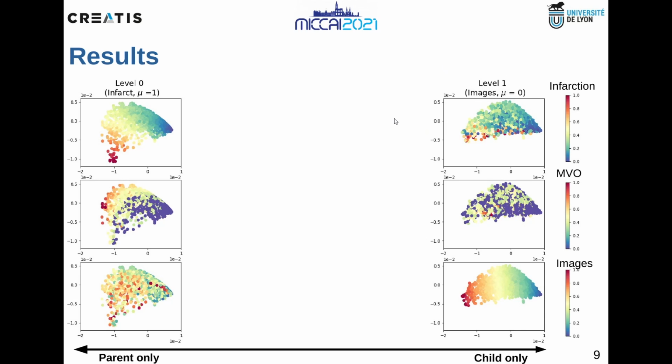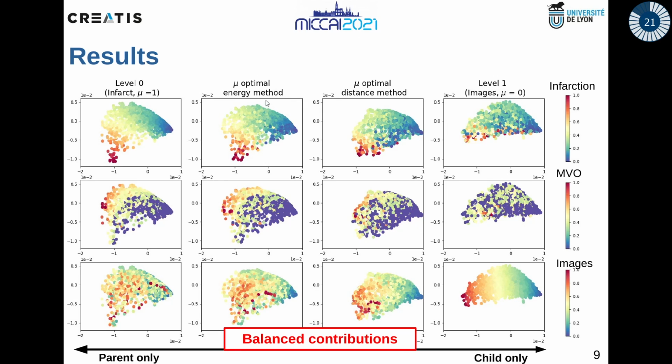We displayed them with 3 different color scales. The first color corresponds to the quantity of infarct in the slices. So in red is a great quantity of infarct, and in blue really small infarct patterns. The second color corresponds to the MVO, and the purple dots are slices without any MVO pattern. And the third color scale is the intensity of the images. So when we display the embedding for both the energy method and the distance method, we obtain balanced contribution between the level 0 and the level 1.